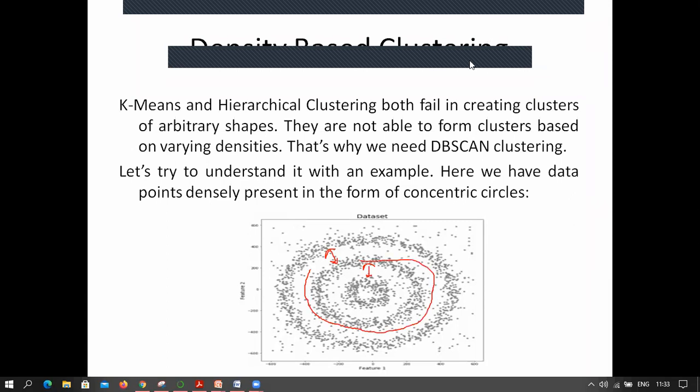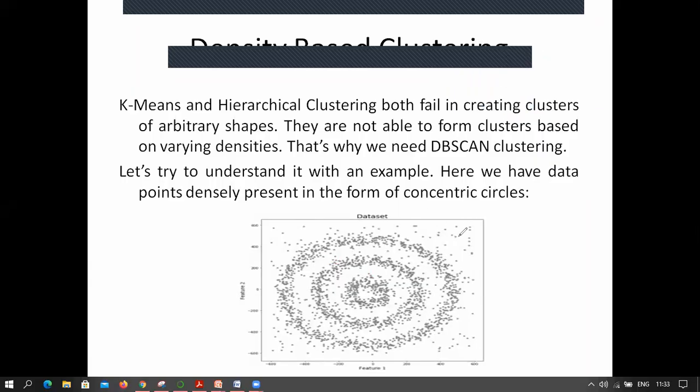Okay. So if you have this distribution of data points, then both k-means and hierarchical clustering won't be able to give us the clusters properly. Okay, I'll show you the output. Suppose you apply k-means and hierarchical clustering, what is the output of that?